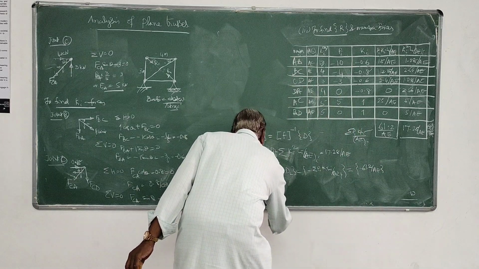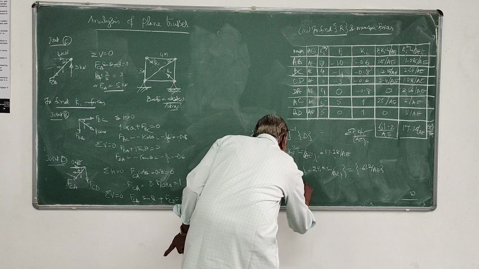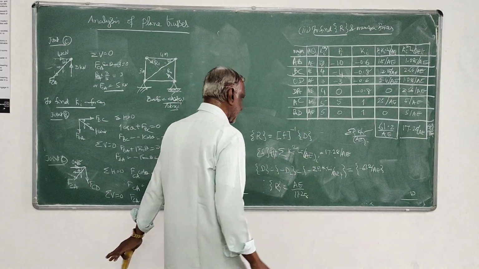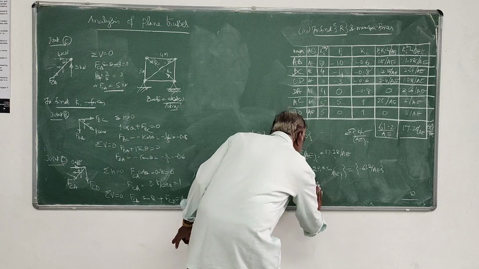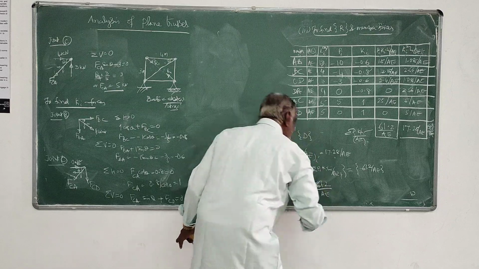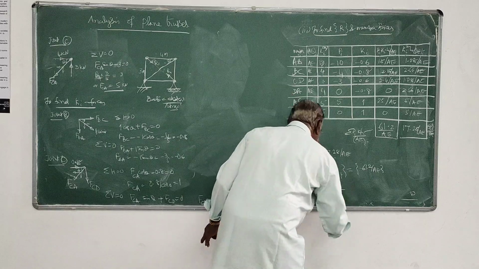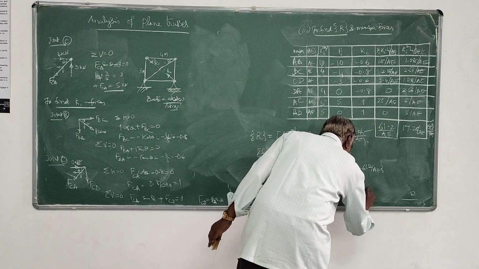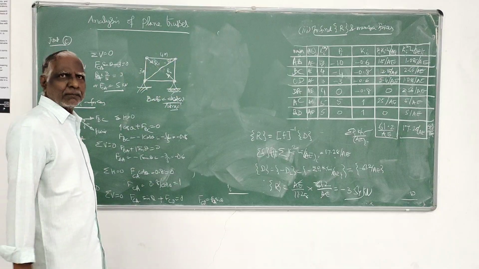Therefore, R equals, this will be AE by 17.28, because F inverse is that only one element, into this, which is nothing but minus 61.2 by AE. This AE gets cancelled. I think this is minus 3.54 kilonewtons. So this is the force in that redundant member, 3.54.